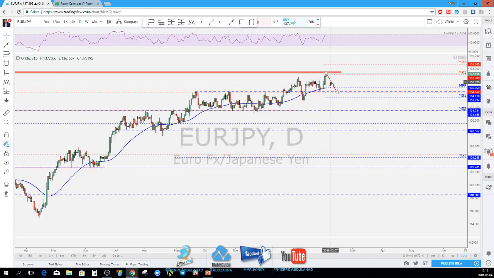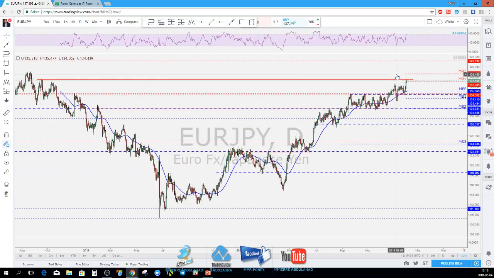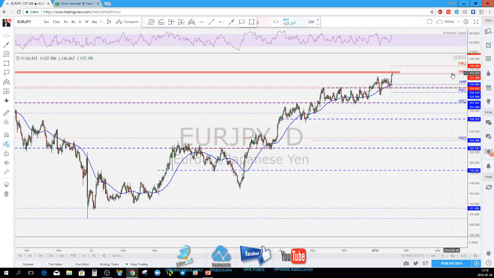And if you are a counter trend trader, you should be looking at this level as a possible level where we do have a bounce back to the downside. We do have the monthly R1.